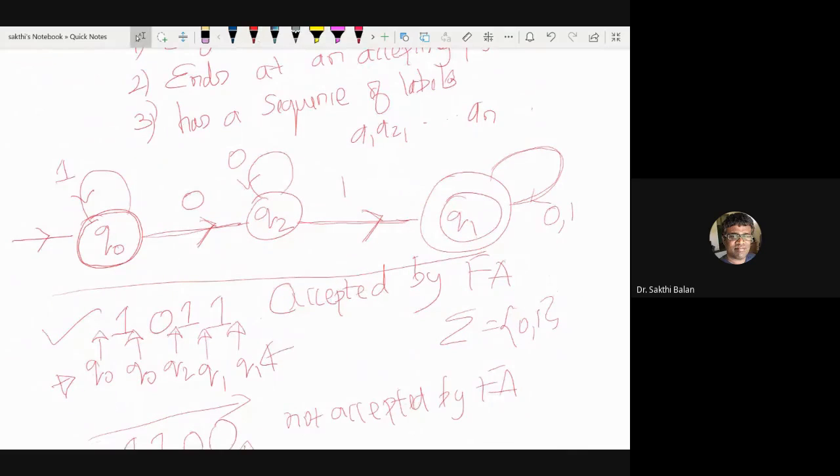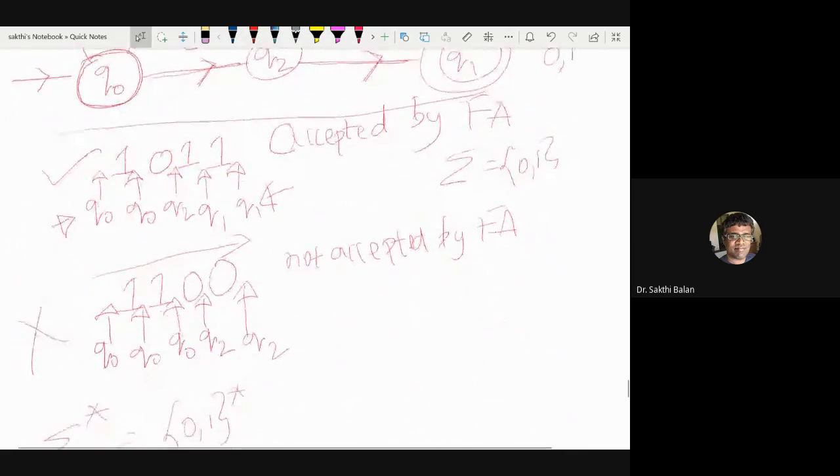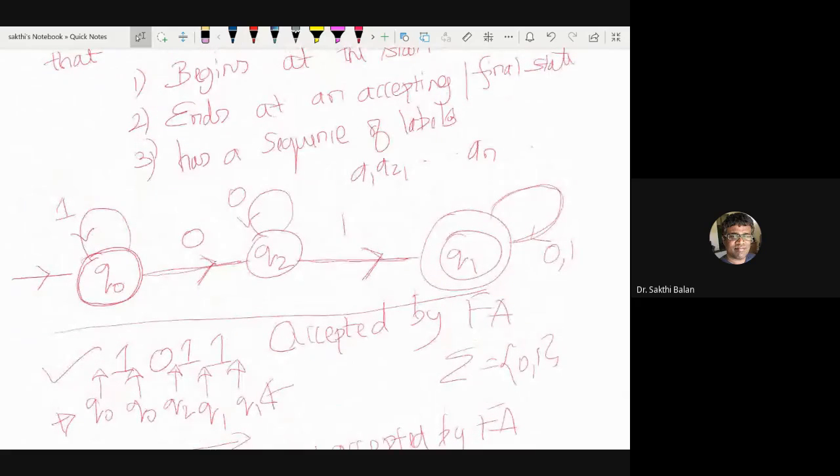Now you see, what is the language accepted by this finite automata? The language accepted by this finite automata, as we had seen in the previous class, is x01y, where x, y belong to {0,1}*. So x and y can be any string over {0,1}. Okay, right. So let's see how this works out.